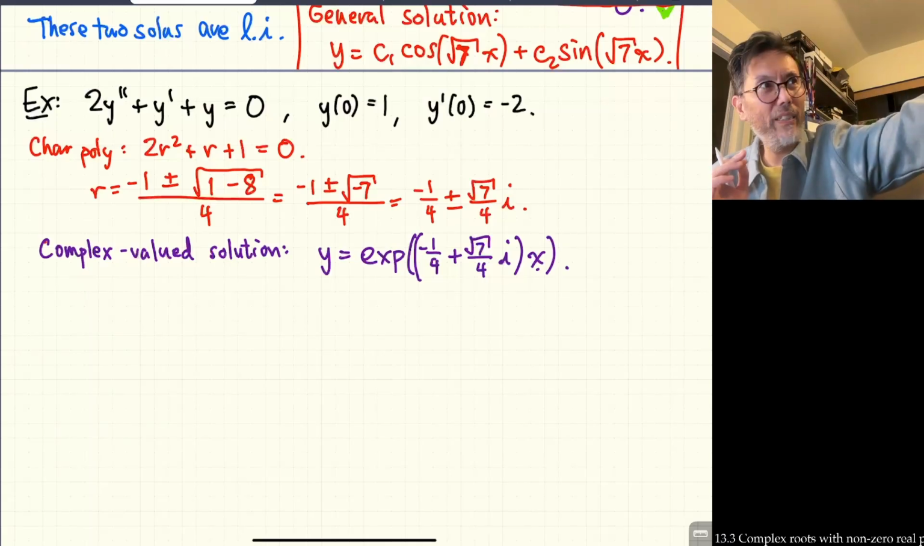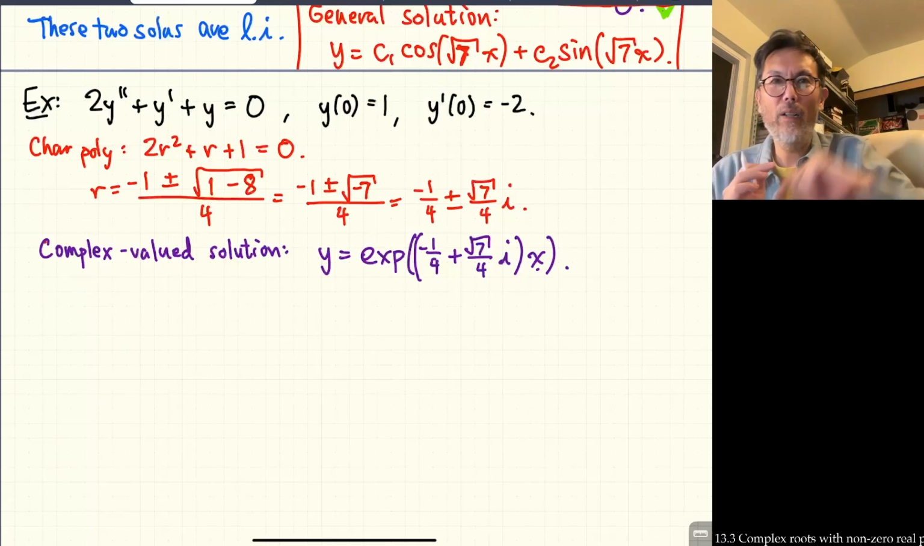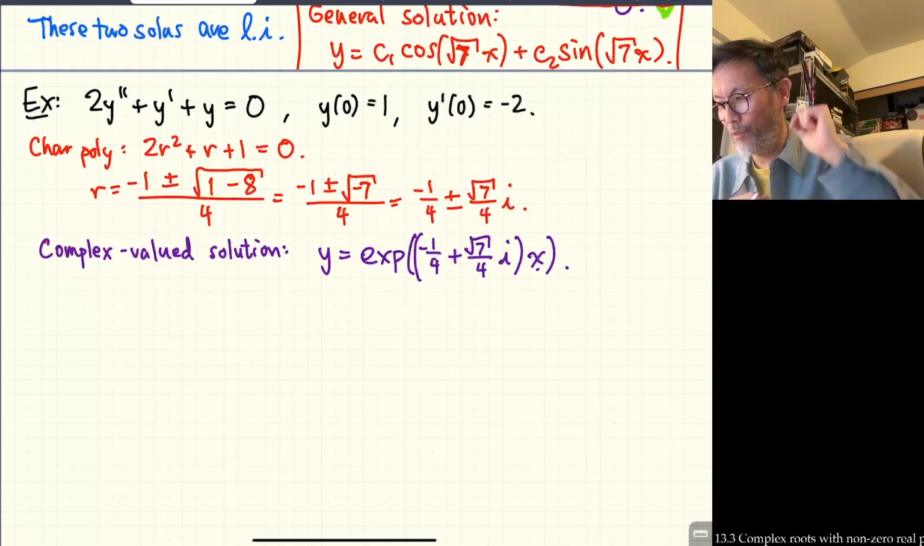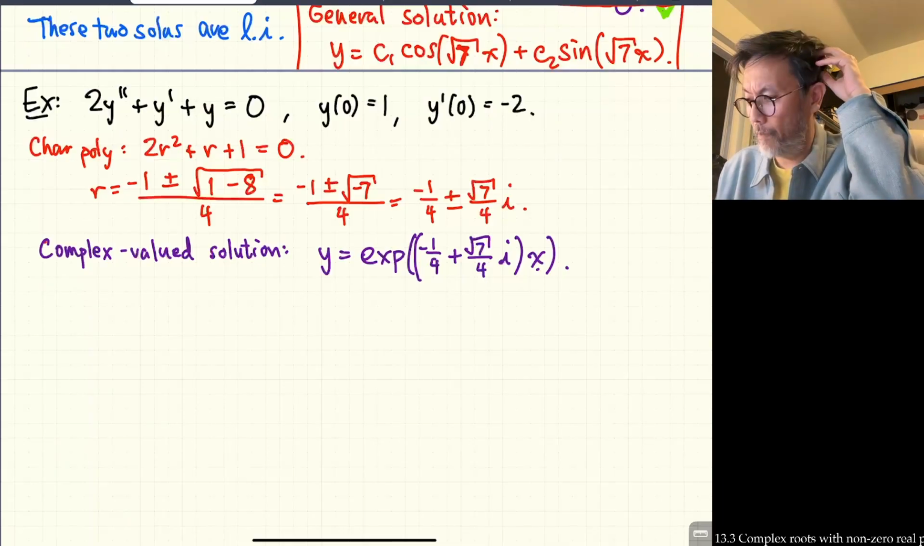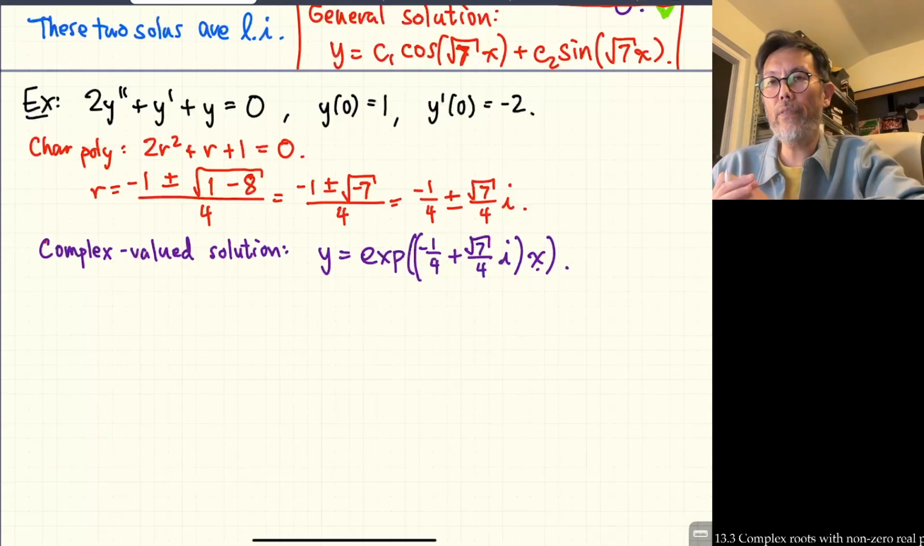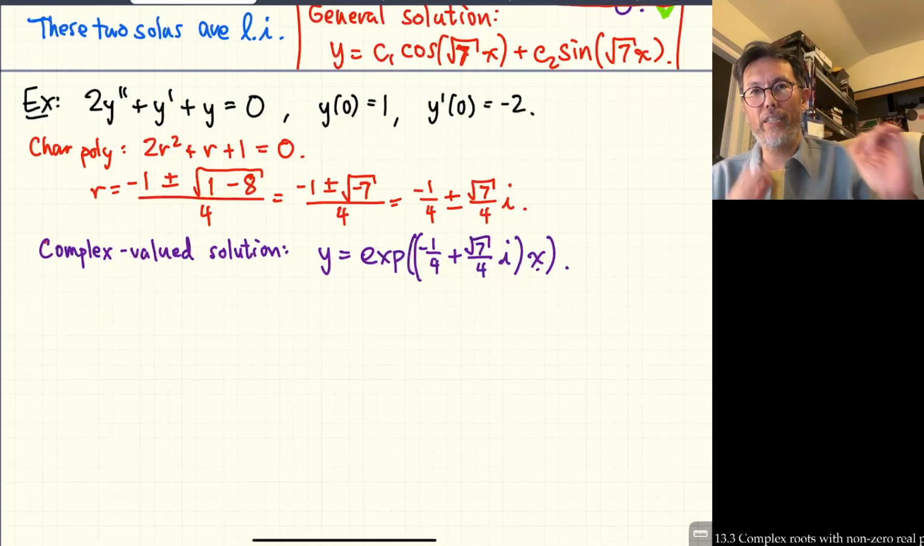So what do we do? Curl up in a ball and die in that corner right over there? Looks very cozy, but no, let's not do that. Let's instead use a combination of rules of exponents and Euler's identity.